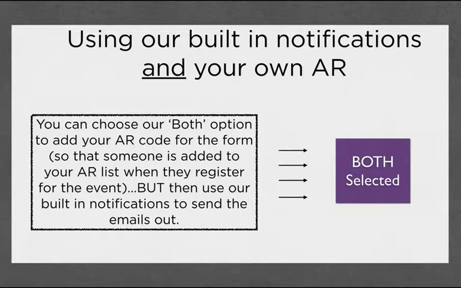Now, the both feature is this. You can use our built-in notifications and your own autoresponder. That's essentially what both means. So you can choose our both option to add your autoresponder code for the form that people would register for, so that someone is added to your autoresponder list when they register for an event using EasyWebinar, but then use our built-in notifications to send out the emails. Okay, so you add them to your autoresponder list, but then use our built-in notifications as the notification emails. But the nice thing is that because they're added to your list, you can then market to them later on if you want.